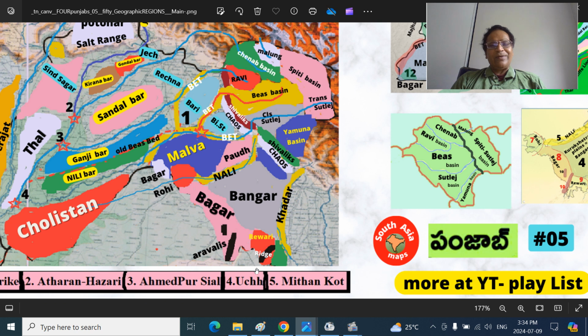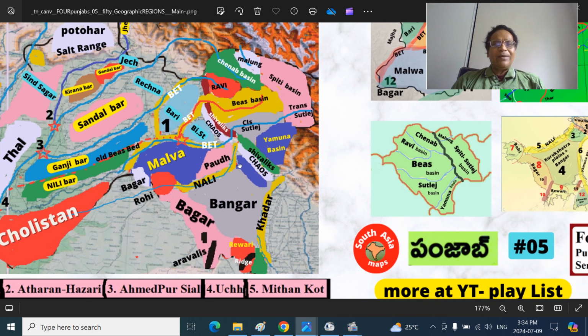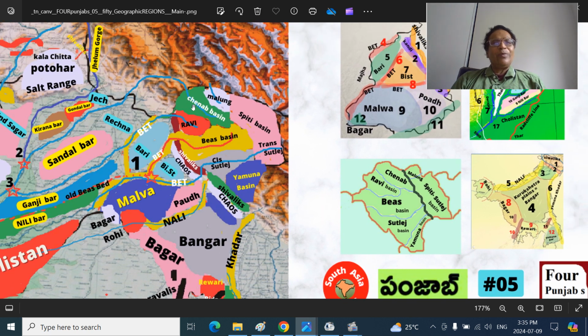Further north is the upland called Rewari Upland, south of the Bangar region. This is the Khadir, remember, the new alluvium of the Yamuna, Khadir. That's nothing but the Nali region or Bet region. So we have completed that, and now we are talking about Himachal based upon the rivers.